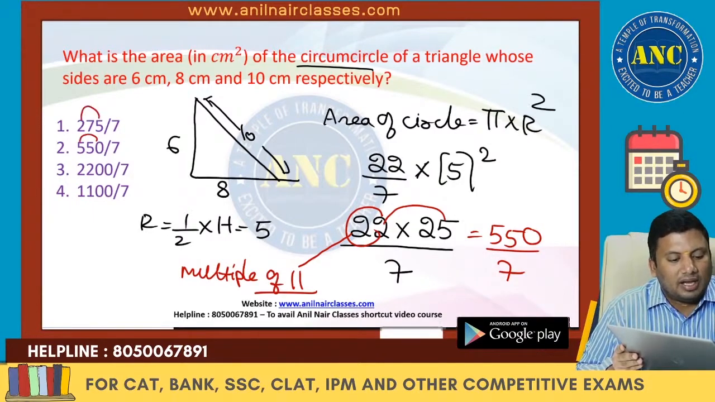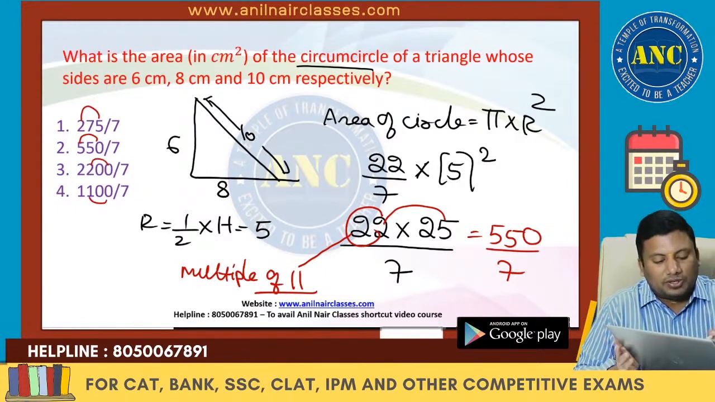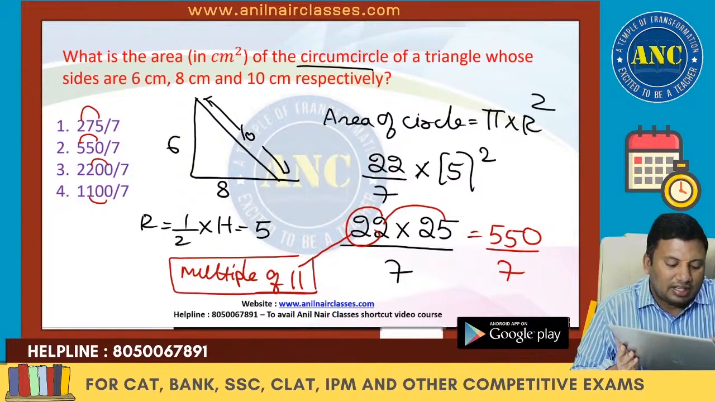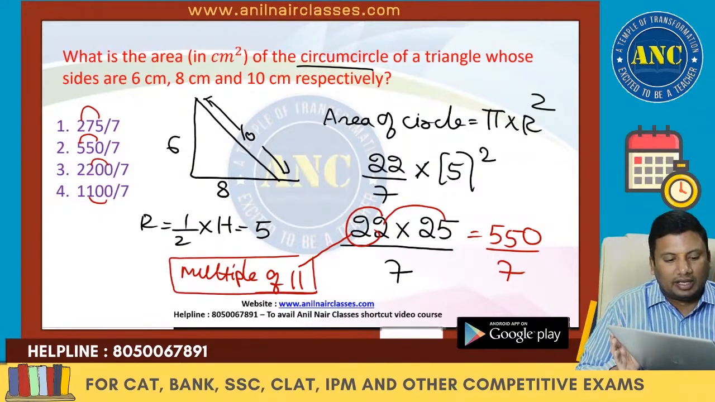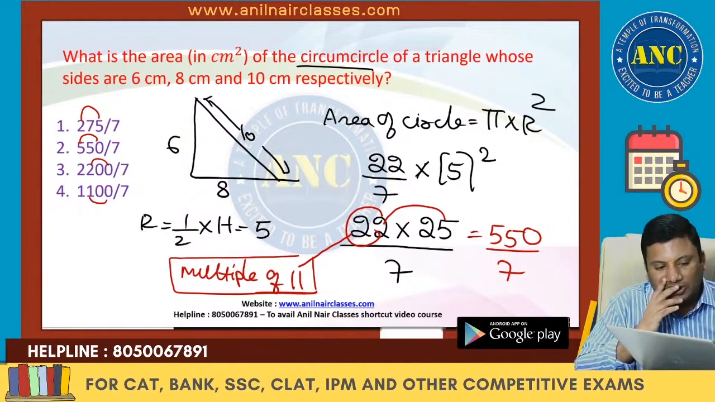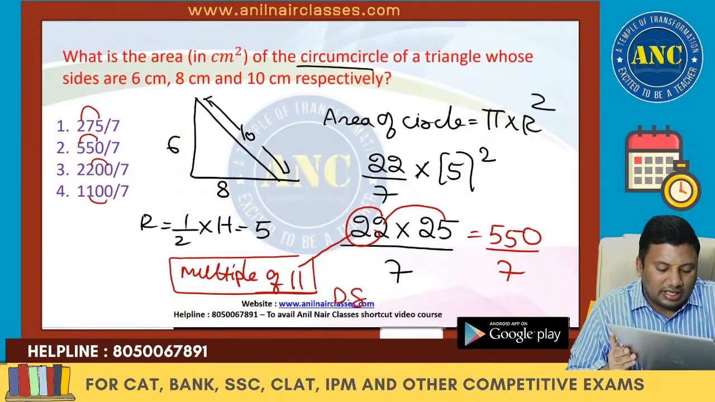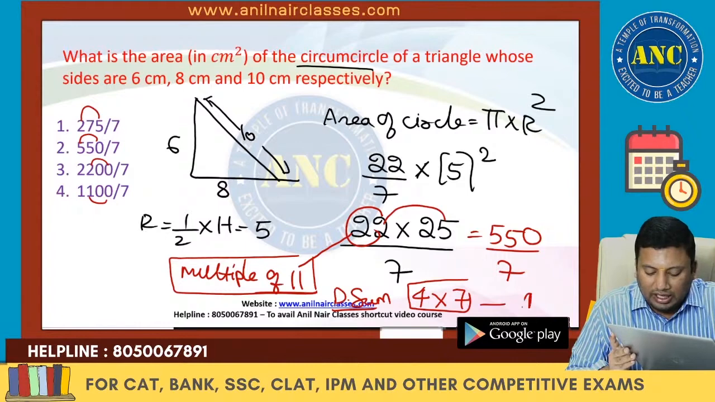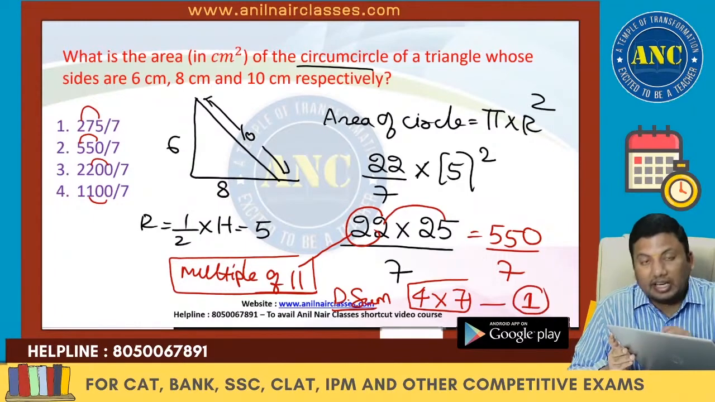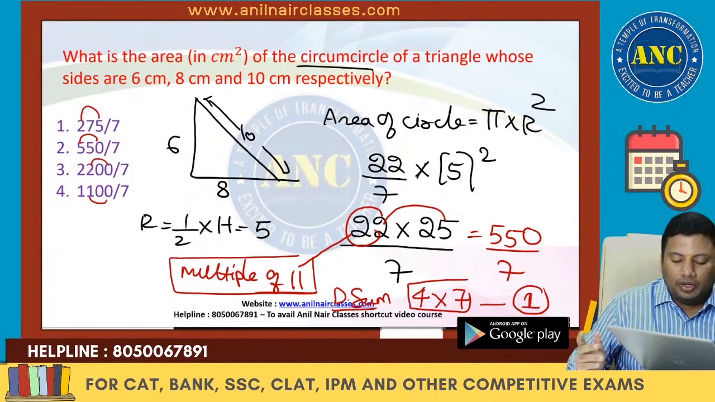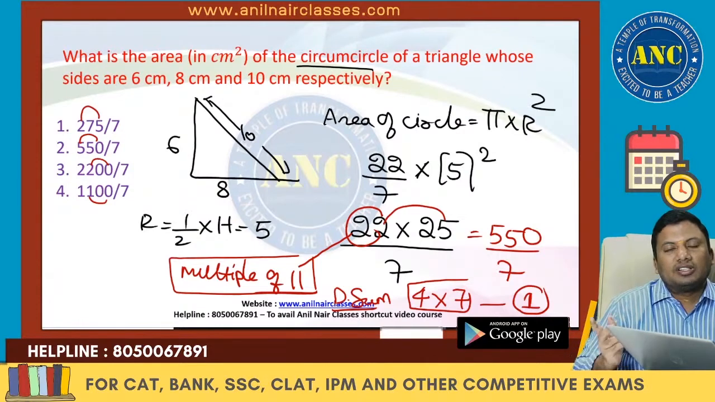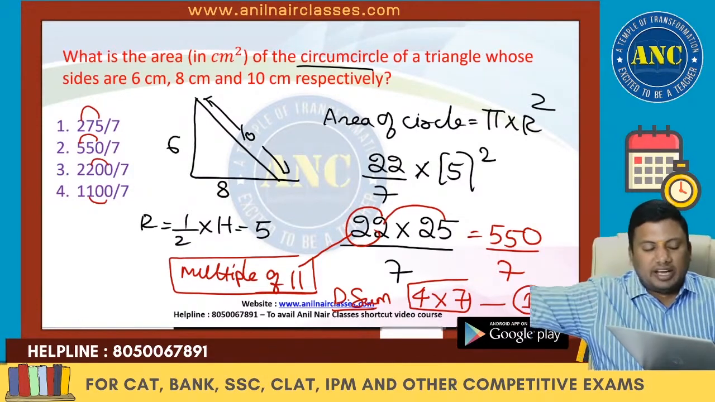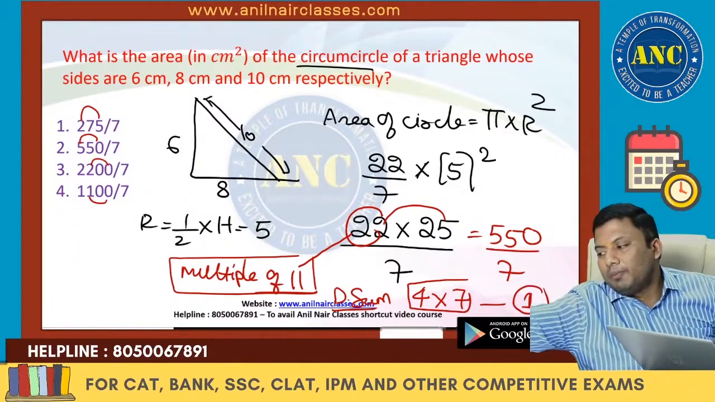Very good. 7 minus 7, 5 minus 5, 2 minus 2, it is right for all the options. Otherwise I would have checked whether the answer is a multiple of 11 in the numerator. Or you can use the digital sum concept. 22 digital sum is 4, 25 digital sum is 7. 4 sevens are 28, digital sum of 28 is 10, which is 1.